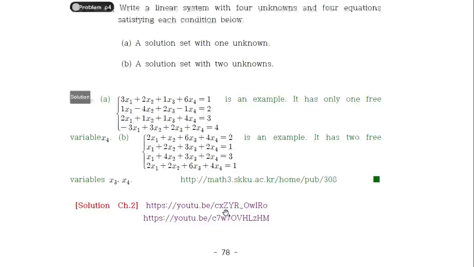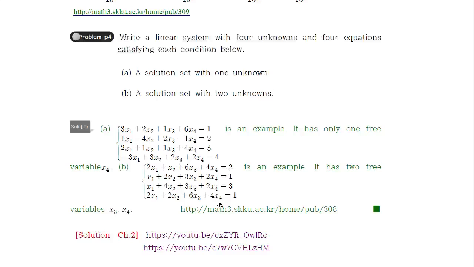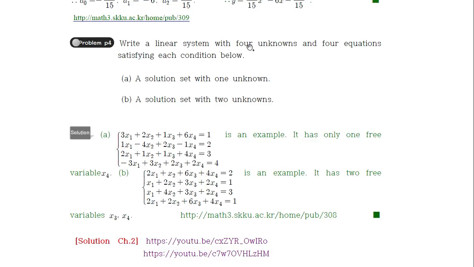Then the P4 problem is the last one, so let me just explain up to here. Write a linear system with 4 unknowns and 4 equations satisfying each condition below. Solution set with 1 free variable, solution set with 2 free variables.